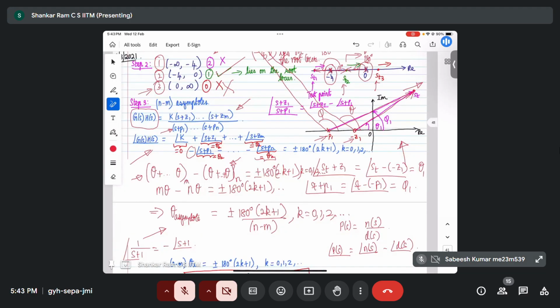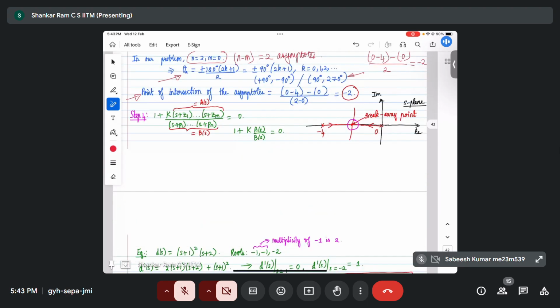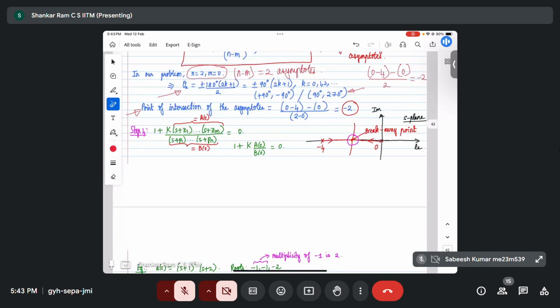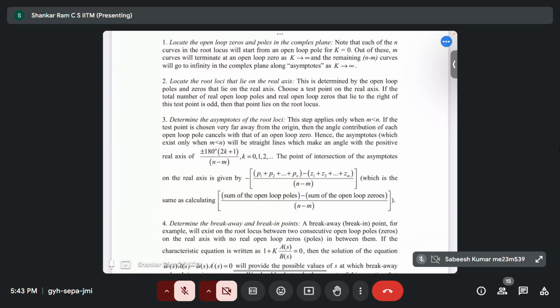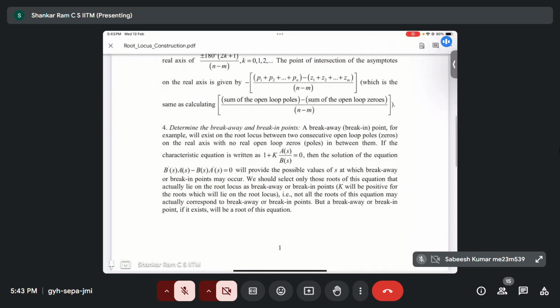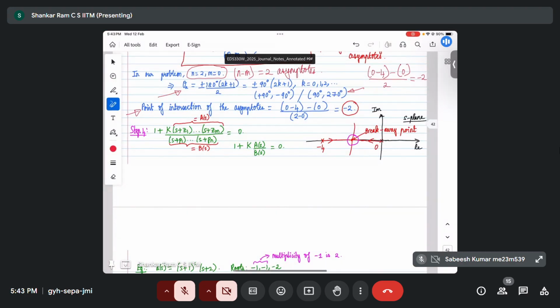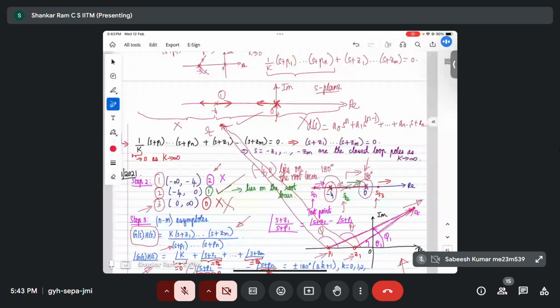So I will briefly introduce step 4. We will continue in the next class. So what is step 4? Step 4 is to determine what are called the breakaway and the break-in points. Let me motivate what the breakaway and break-in points are, and then we will start from here in the next class. So if you look at this graph, we concluded that one branch starts from -4 to the right. Another branch of the root locus will start from 0 to the left.